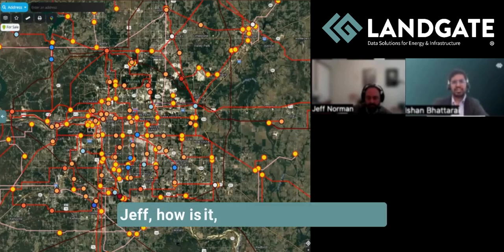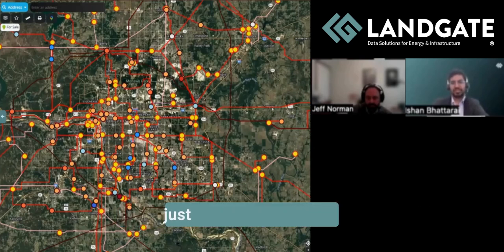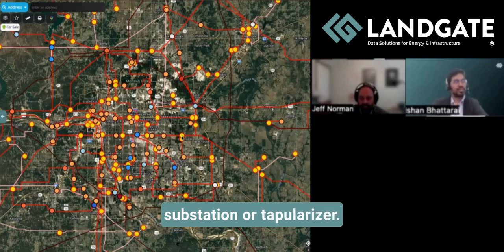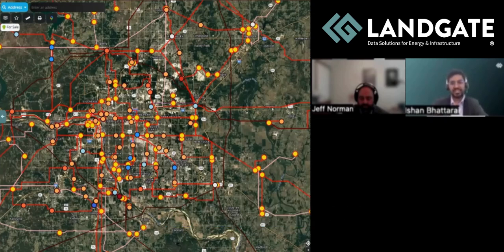Jeff, how is it different from just seeing a substation on a map and assuming you can connect there, right? So for example, this substation here just looks like a distribution substation or tap or a riser. How is it different from just looking at it and saying, hey, there's a substation I can connect here?